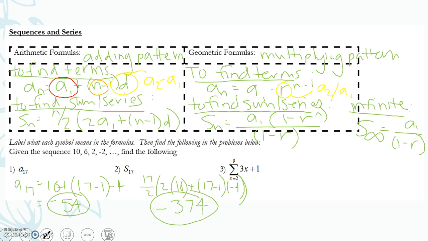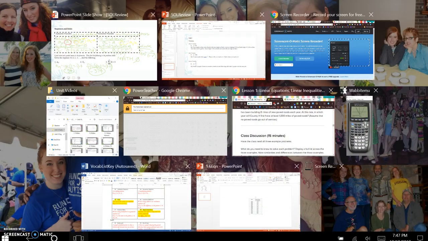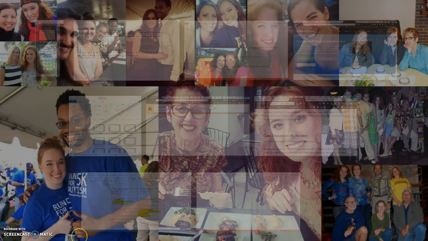Last question is the summation. So whenever you see that E, I would suggest you just use your calculator. So how you do that is you hit Math 0. So I go to my calculator, I hit Math 0, I plug it in exactly how it's written. So X, and then 2, 9, and I go over and type it in, and then just hit enter, and I get 140 as my answer.